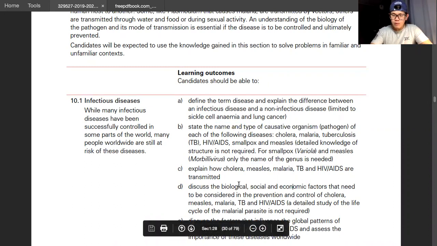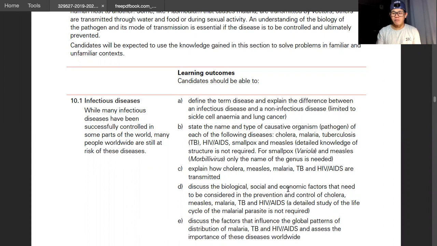We're also going to discuss the biological, social, and economic factors that are considered in the prevention and control of cholera. So what factors do we take in when we want to do the prevention and control of certain types of diseases? We're going to have a look at the biological factor, social factor, as well as the economic factor. Okay, how do they actually play into the transmission of such diseases, right?